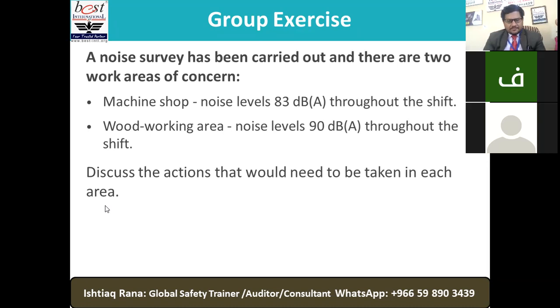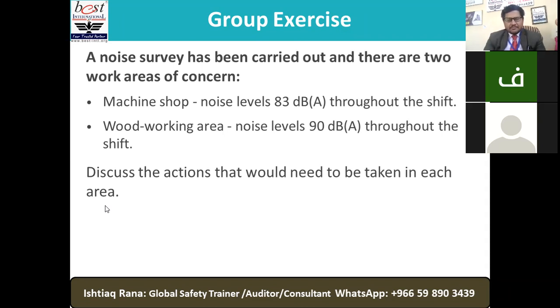In the machine shop, we can see which one has more noise, and we can make a survey for all activities. We can check how many activities have noise, and we can have a schedule for the survey. We put the survey measurement and what the risk is for that, and what PPE is required.